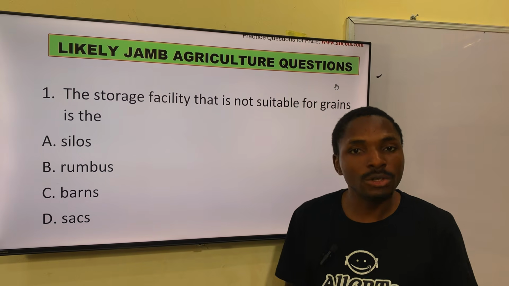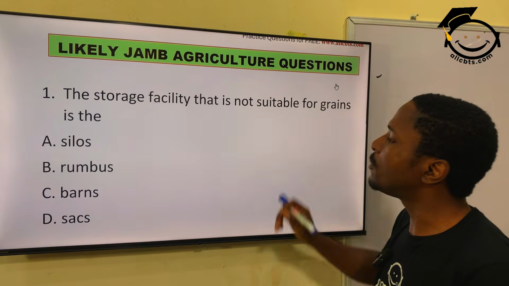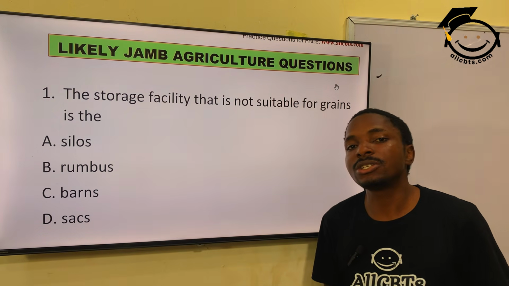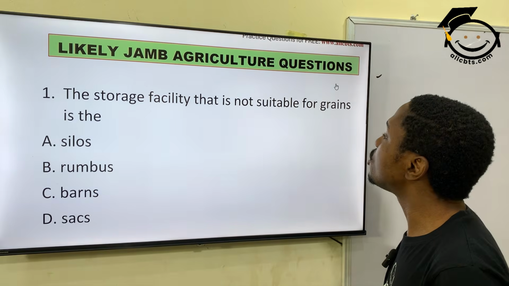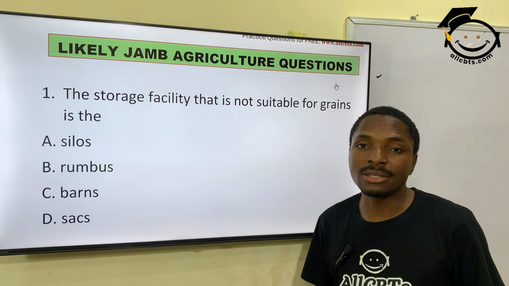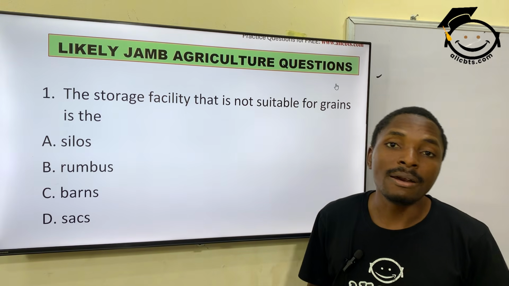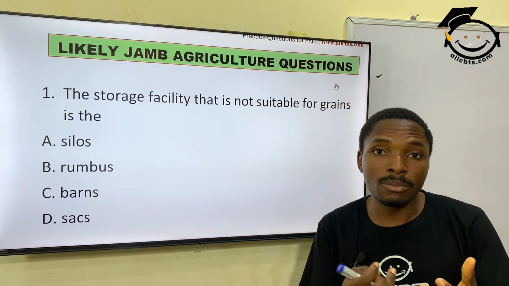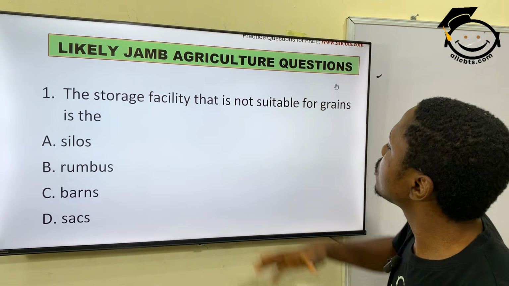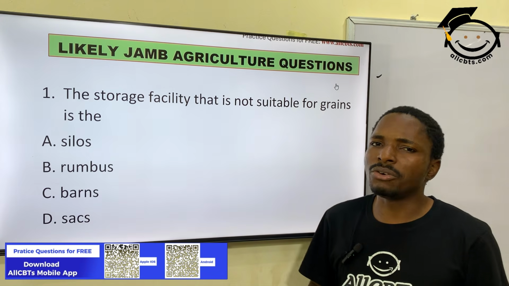Alright, so question 1. The storage facility that is not suitable for grains is the dash. The storage facility that is not good enough for grains. What would be examples of grains? Beans, rice, maize, plucked off maize. So which of these storage facilities is not good enough for grains?